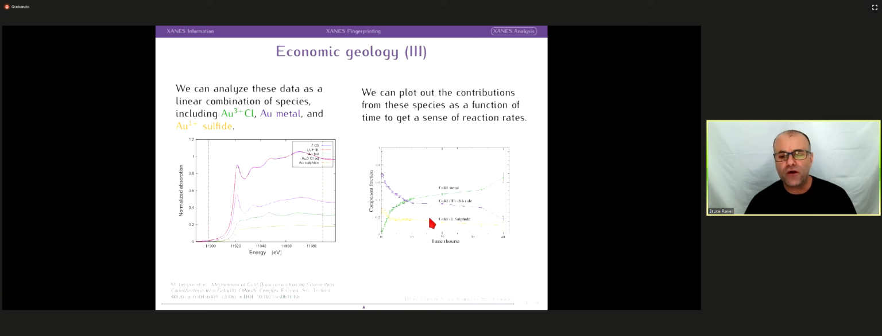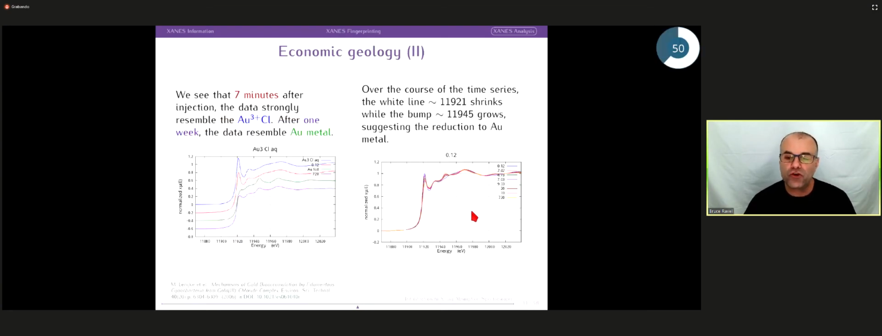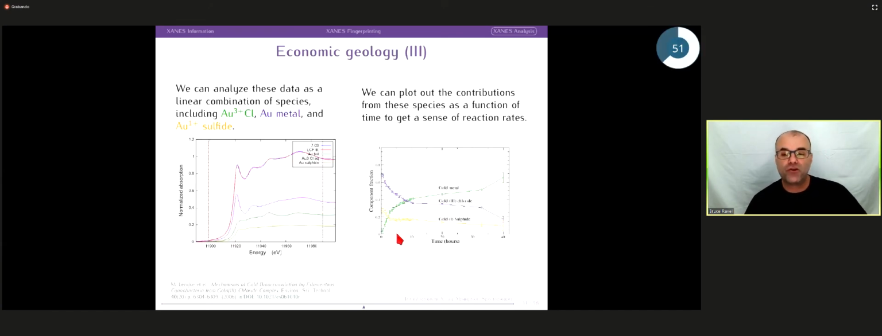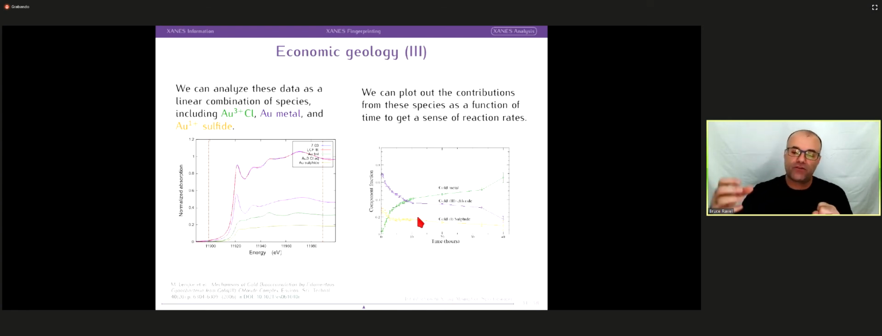And there's a slightly more constant amount of sulfide always present in the sample. So this is very cool. The original questions were, what's the rate constant and is there an intermediate species? Well, by doing this linear combination analysis, we are able to come up with a rate constant for the reduction of gold metal, for the creation of gold metal, a rate constant for the reduction of gold chloride, and we learn that there's an intermediate species of some kind of sulfur-bound, one valent, plus one valent gold.